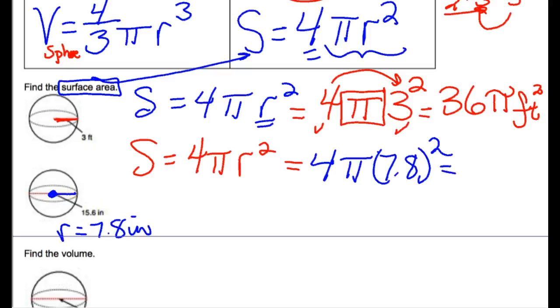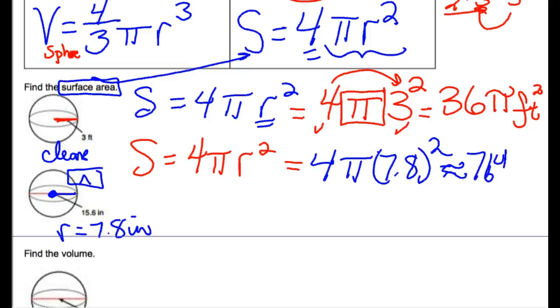And again, if you don't have a pi button on your calculator, then use 3.14. If you're using a graphing calculator, the pi is right above the little caret key. So if you look at where it says clear, and then right below that, there's a little what we call caret key. If you hit the second and then this button, there's a pi up above there, and then you can keep things more exact. So let's do 4 times pi times 7.8 squared, and we get 764.5 to the nearest tenth. And since I'm rounding, I'm going to go approximate on this one.